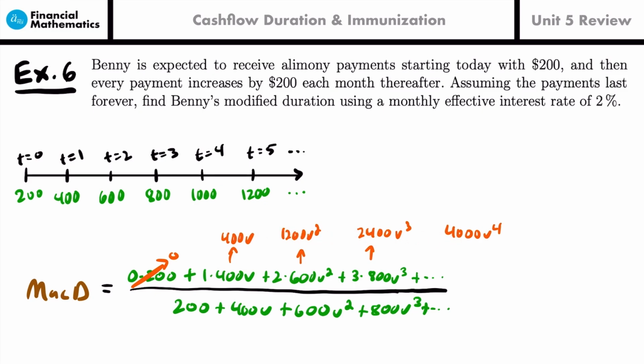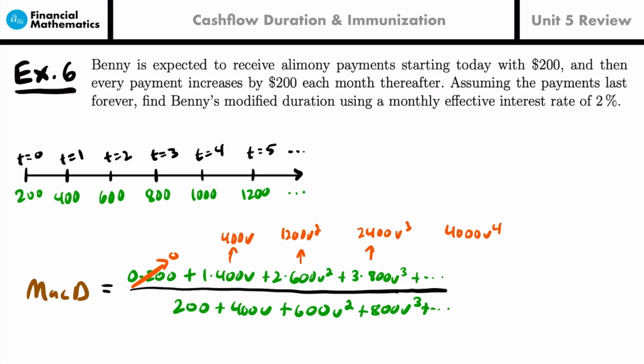Look at those payment amounts. We don't really have a clear pattern there, right? We're at 400, then 1200, then 2400, and then 4000. The payments are not increasing by a set amount. We increase by 800, then 1200, and then 1600. That's not a type of annuity or perpetuity that we have a closed formula for. We don't know how to easily calculate that present value. So it looks like this method of calculating the modified duration is not going to work here. It's going to be too difficult for us to do.